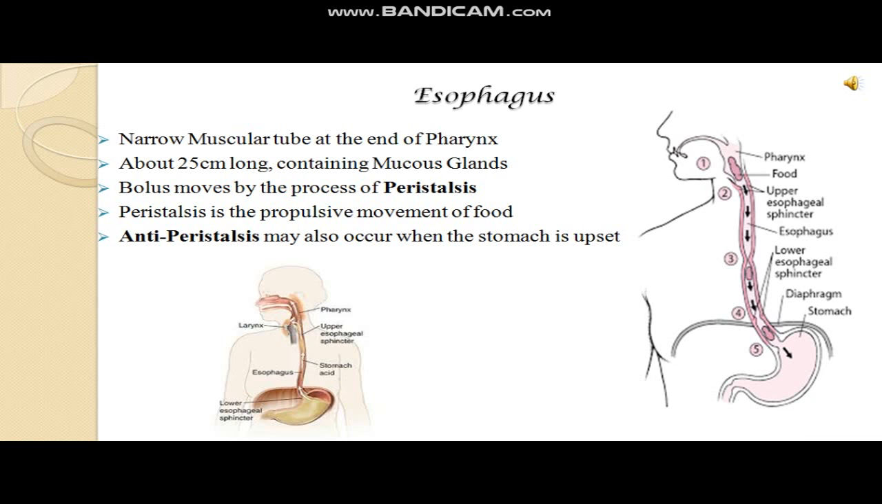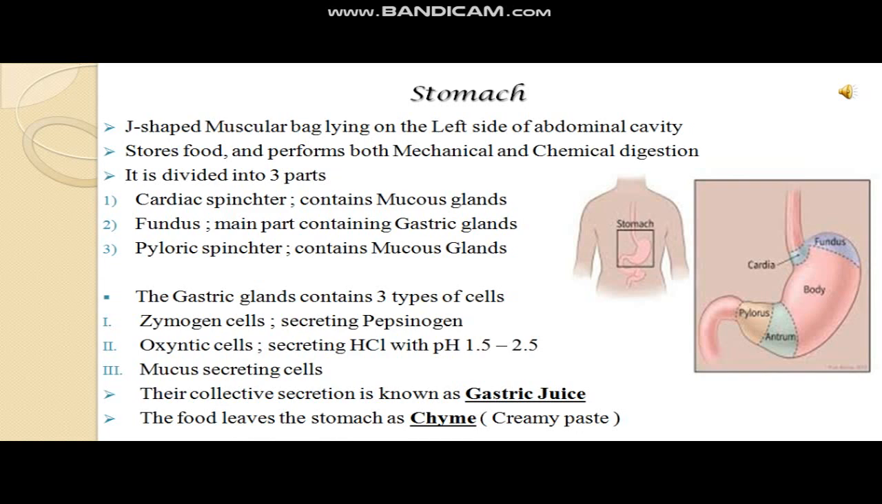Now, what is peristalsis? Peristalsis is actually the propulsive movement of the bolus in the gastrointestinal tract. It is brought about by the alternate rhythmic contraction and relaxation of the smooth muscles in the gut wall. Sometimes, however, when the stomach is upset, antiperistalsis occurs, and this time the food moves towards the mouth and comes out as vomit. However, under normal circumstances, the bolus passes into the stomach through the esophagus.